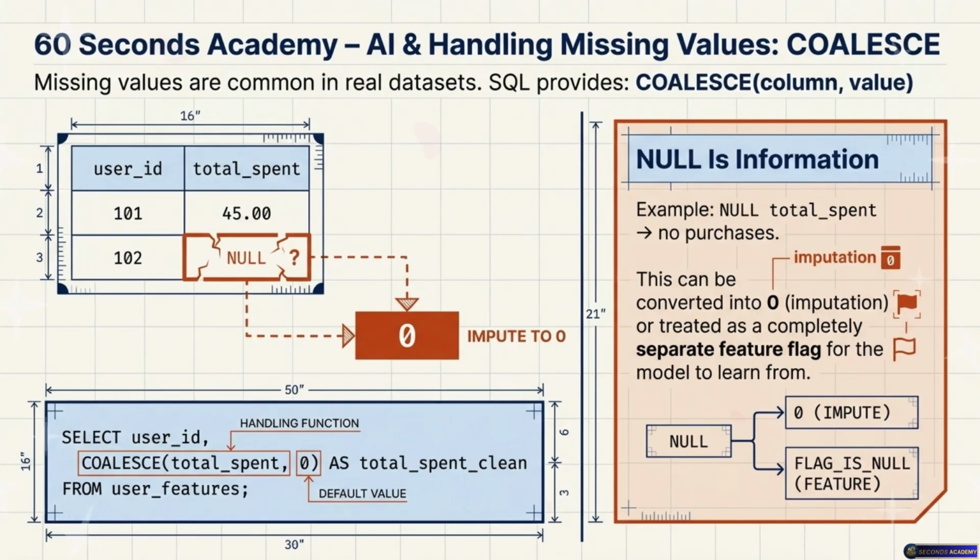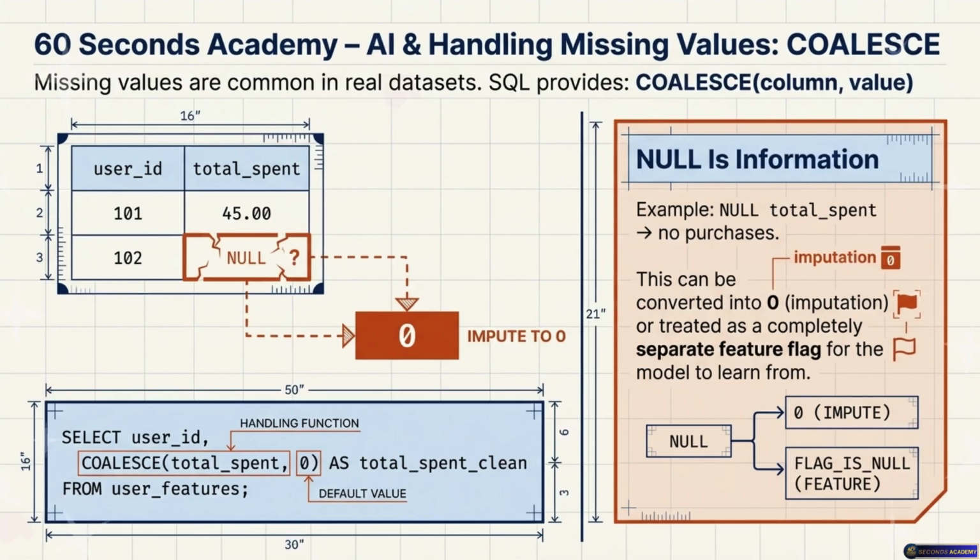Real-world data sets are never pristine. Like, never. Users skip questions on forms, tracking pixels fail to fire, databases drop connections. We end up with these massive empty spaces. Missing values are a daily reality in data engineering. And in SQL, those missing values manifest as NULL.